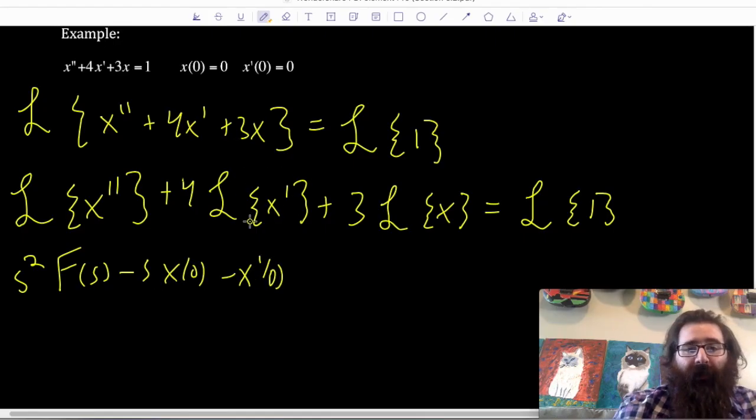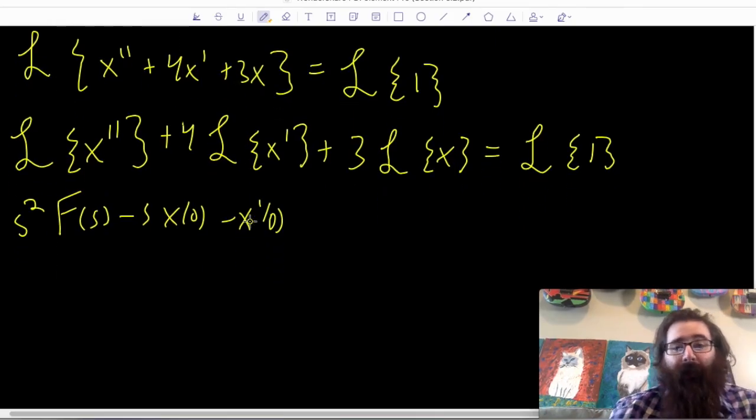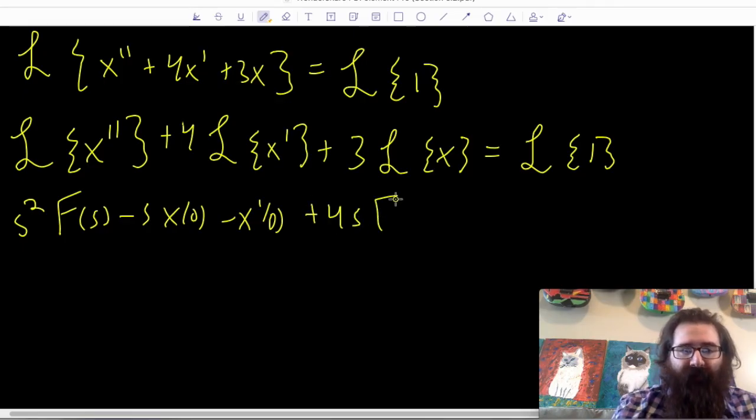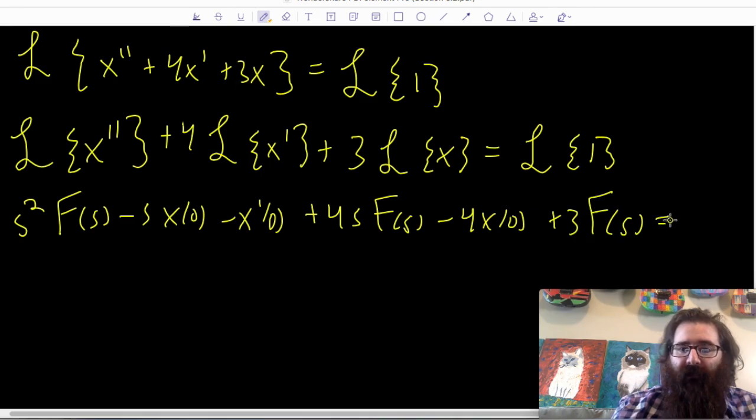Here I have 4 times the Laplace transformation on x prime. So I'm going to think about distributing that 4 in as I'm working, but that's 4 times s times big F at s, and then minus 4 times x at 0. So I'm bringing that 4 in to the familiar identity, and plus 3 times Laplace transformation on x is big F at s equals Laplace transformation applied on 1.